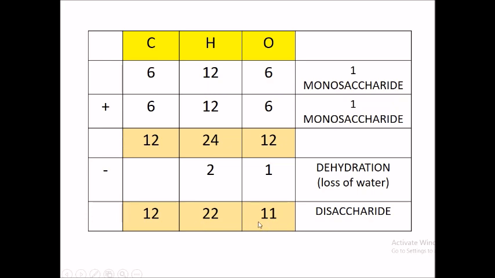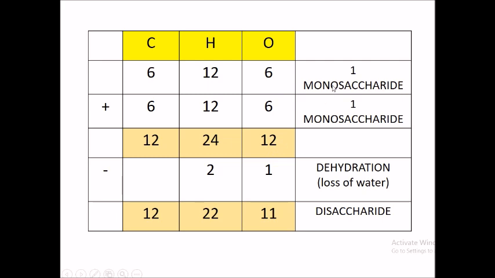C12H22O11? Why not C12H24O12? As you can see here, a disaccharide is a combination of two monomers, right? One monomer is C6H12O6. When there are two monomers, it will be C12H24O12.